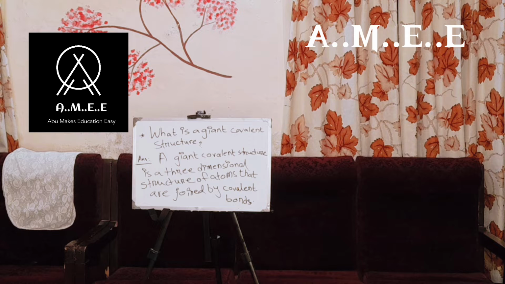What is a giant covalent structure? It's not a bond, it's a structure. A giant covalent structure is a three-dimensional structure of atoms that are joined by covalent bonds.